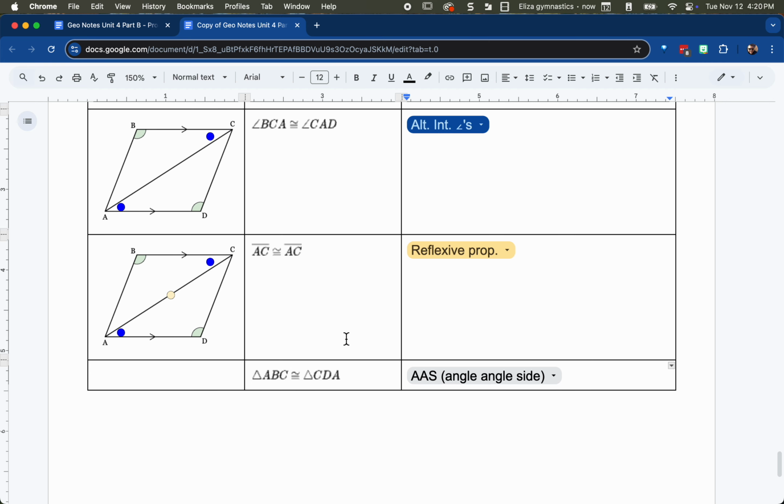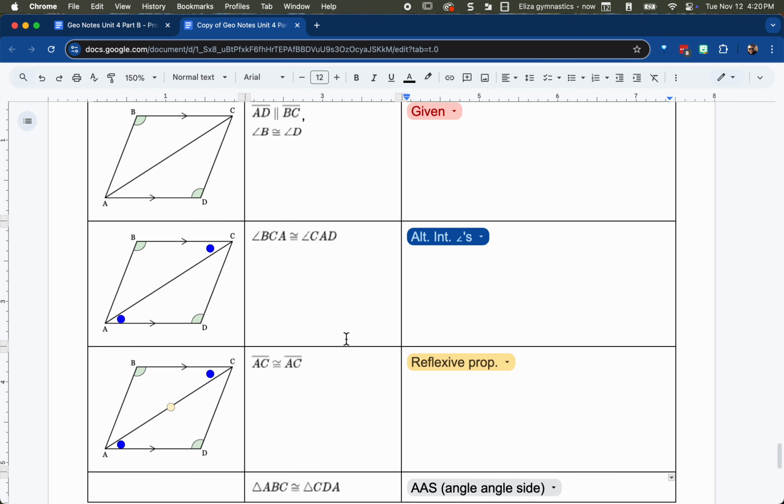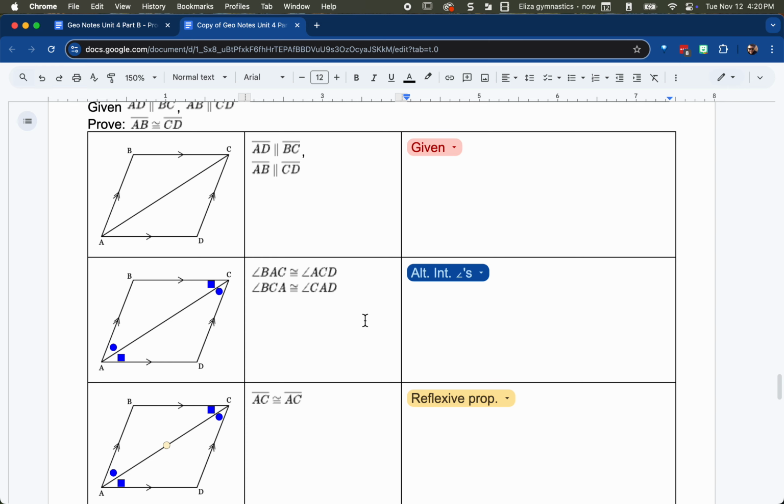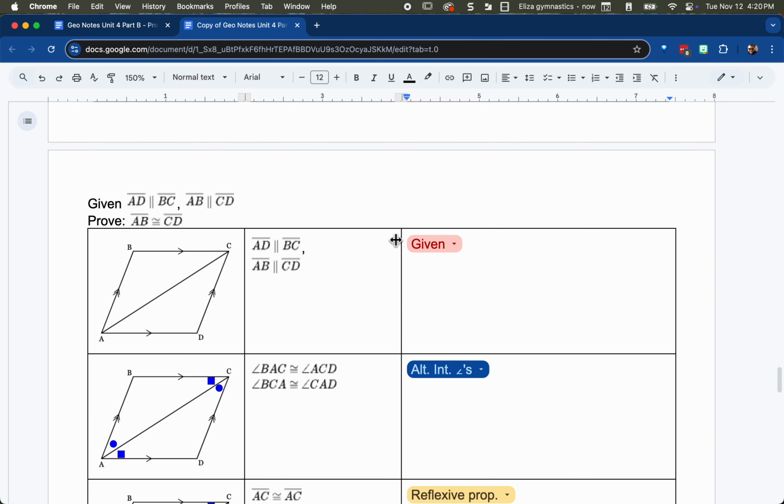And now we've chosen reasons to kind of fit all of our proofs. And that's all we have for this.